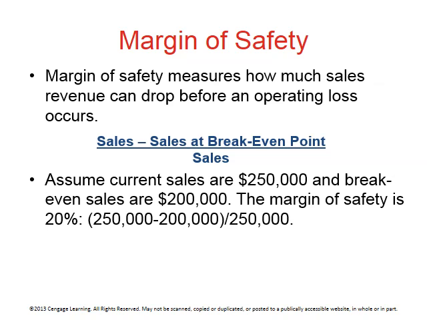So let's look at one. We assume current sales are $250,000 and break-even sales are $200,000. So then the margin of safety is 20%. You take 250,000 minus 200,000, divided by 250,000. So that means sales revenue can drop 20% before you incur an operating loss.